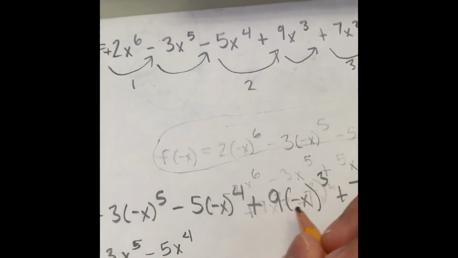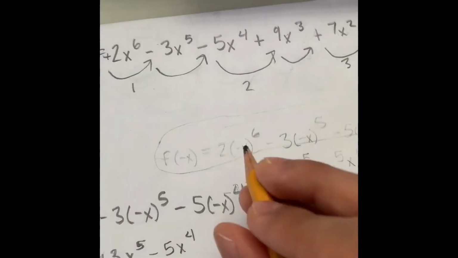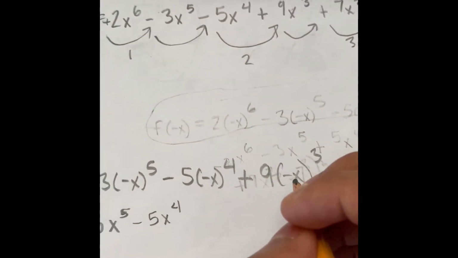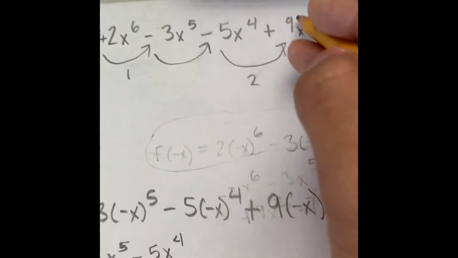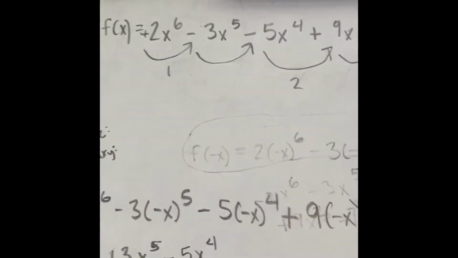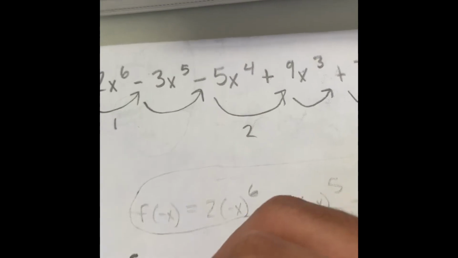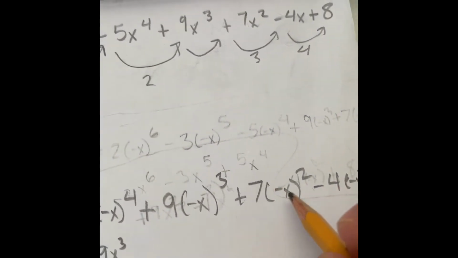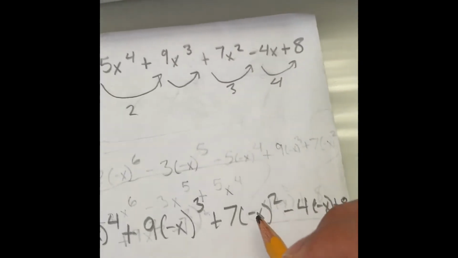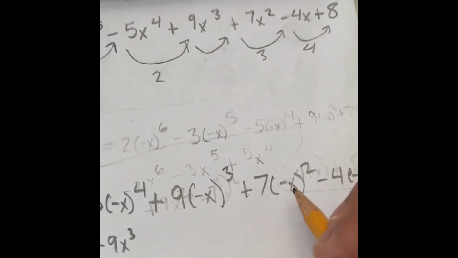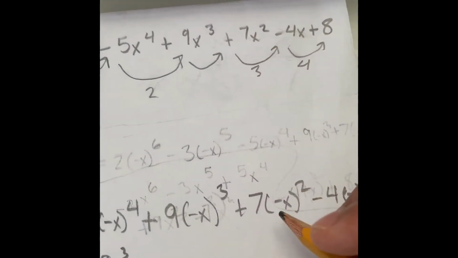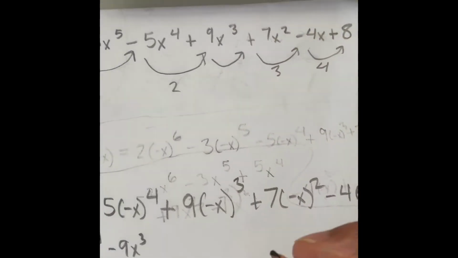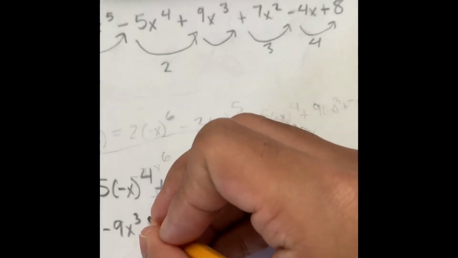So over here, let's go. Negative x cubed. I'm sorry for the background. But yeah, negative x cubed stays as negative x, so that becomes negative 9x cubed instead of the top one. And 7, negative x squared. This is a good example. Negative x squared is x squared. So right here in this case, it's going to stay the same since it's even. You see? Pretty simple, right?